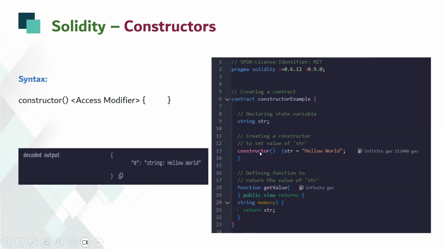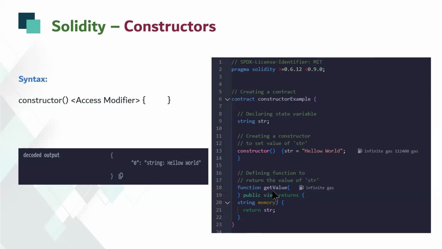About the constructor here, this block of the code defines the constructor for the ConstructorExample contract. So the constructor has the same name as the contract itself, okay? In this case, the constructor initializes the value of the str state variable to hello world when the contract is deployed.